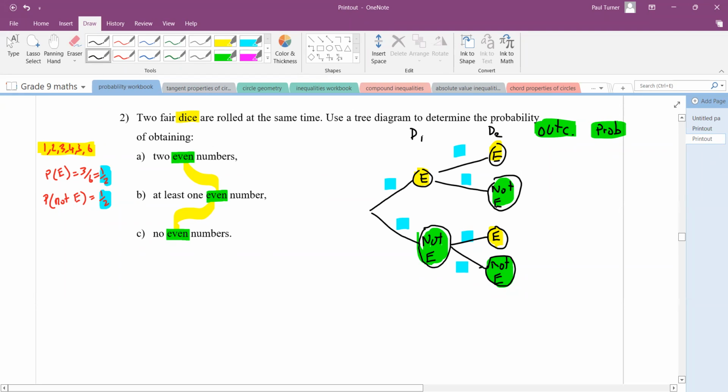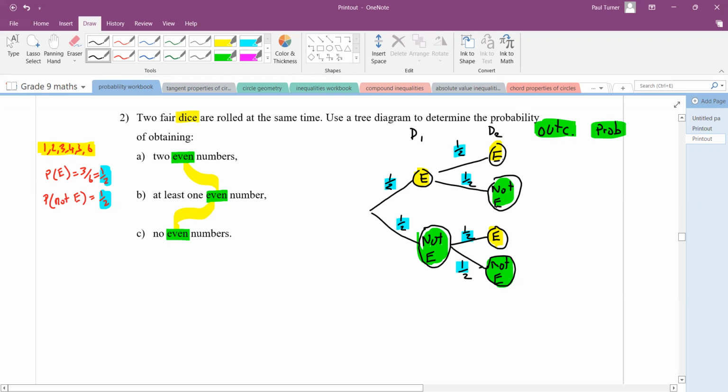And on our tree, die 1 is divided between even and not even. So your chance of an even is a half. And similarly, not even is also a half. And then these numbers get repeated on the tree. So half here, half here, half here, and half here. So the fractions are repeated across the tree there.